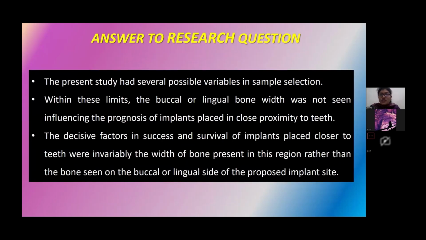Coming to the answer to the research question, the present study had several possible variables. So within these limits, the buccal or lingual bone was not seen influencing the prognosis of implants placed in close proximity to the tooth. The decisive factor in the success and survival of implants placed closer to the teeth was invariably the width of the bone present in this region rather than the buccal or lingual side.